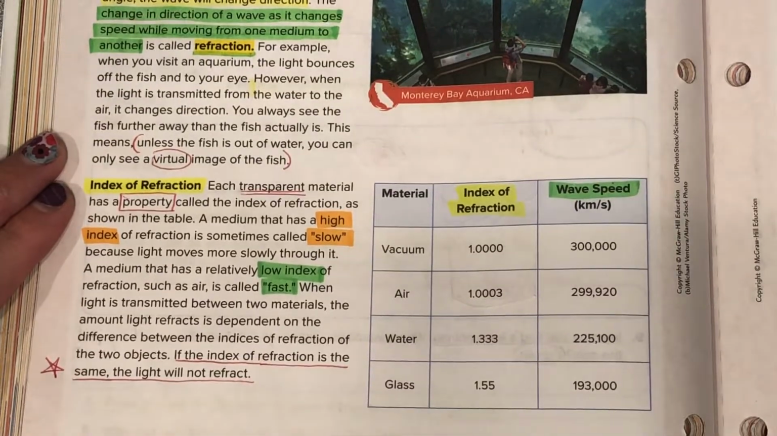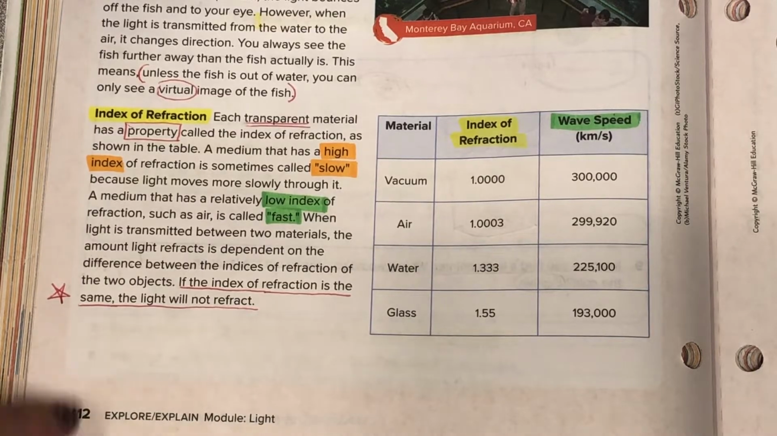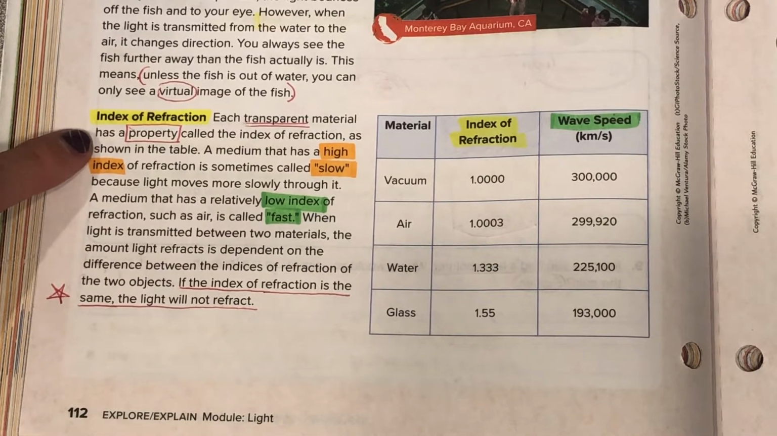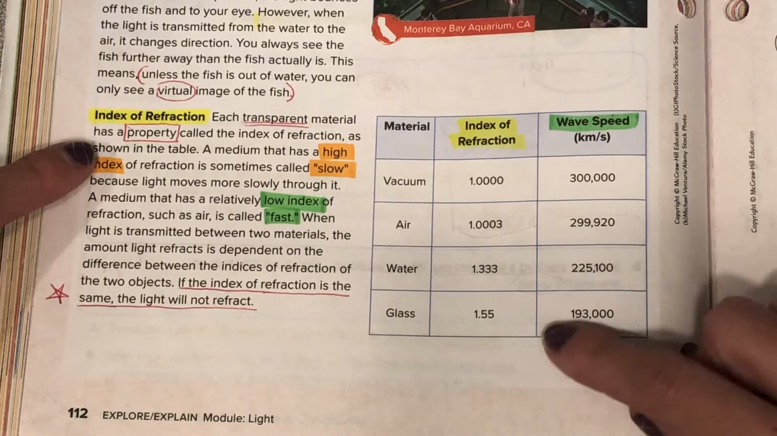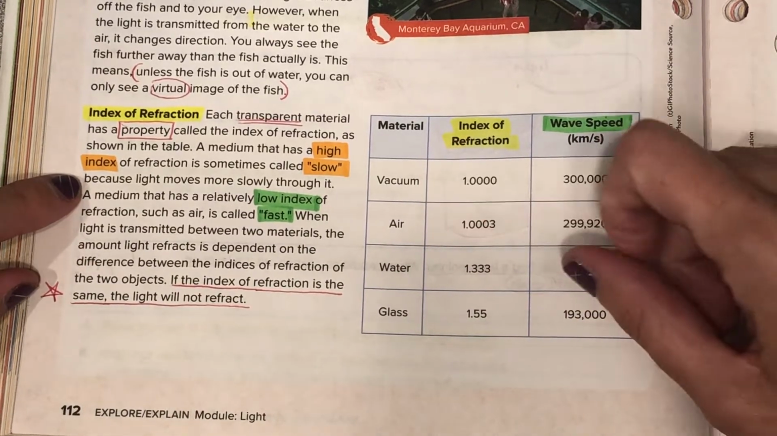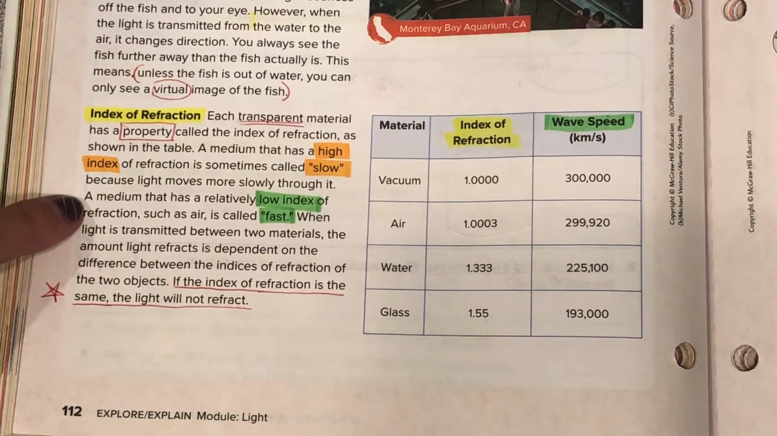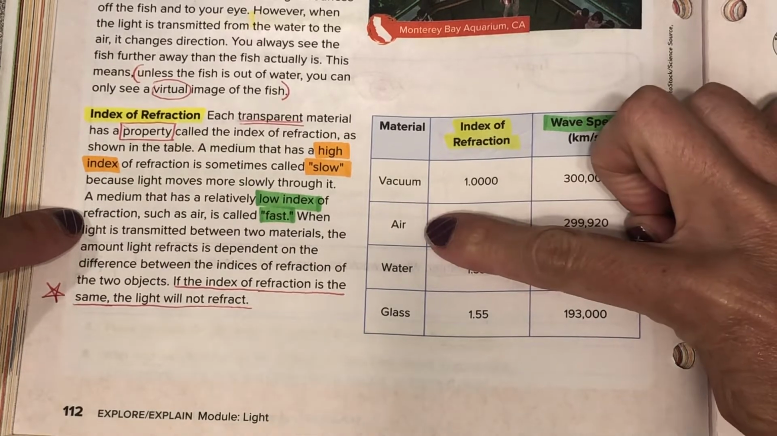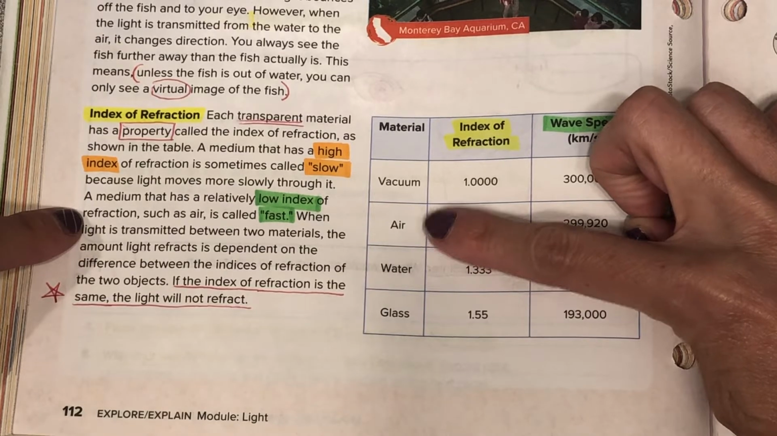Moving on to the Index of Refraction. This is on the bottom of page 112. Each transparent material has a property called the Index of Refraction. Now, as shown in this table right here, a medium that has a high index of refraction is sometimes called slow because light moves slowly through it. A medium that has a relatively low index of refraction, such as air, is called fast. I know this is kind of confusing.